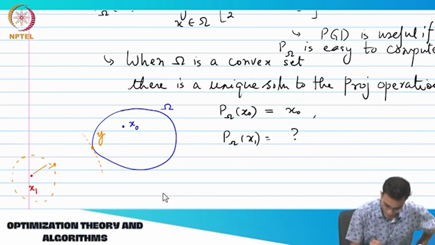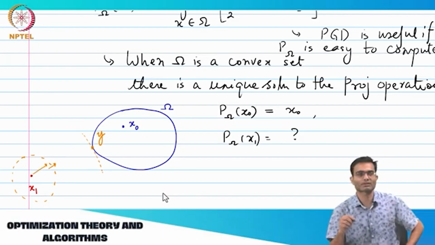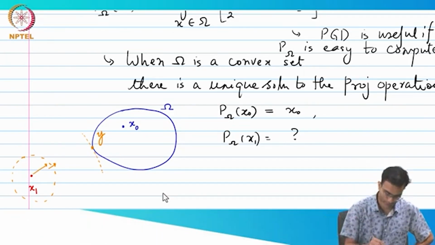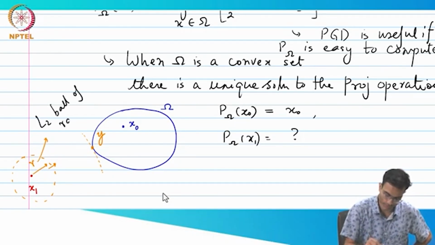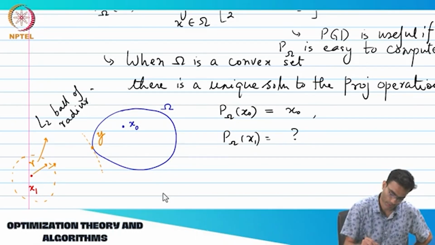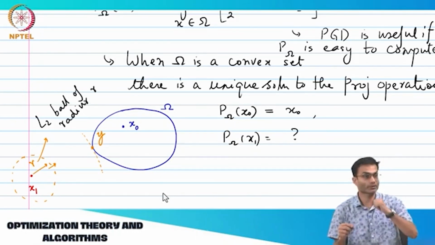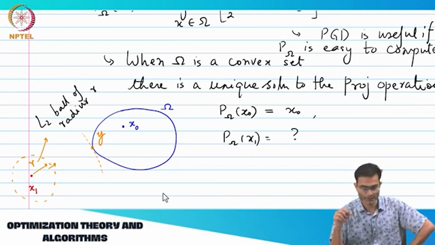In our fancy language, we will call this an L2 ball. So if the radius is r, then I say that this is an L2 ball of radius r, obviously centered at x1. That is the meaning of this.